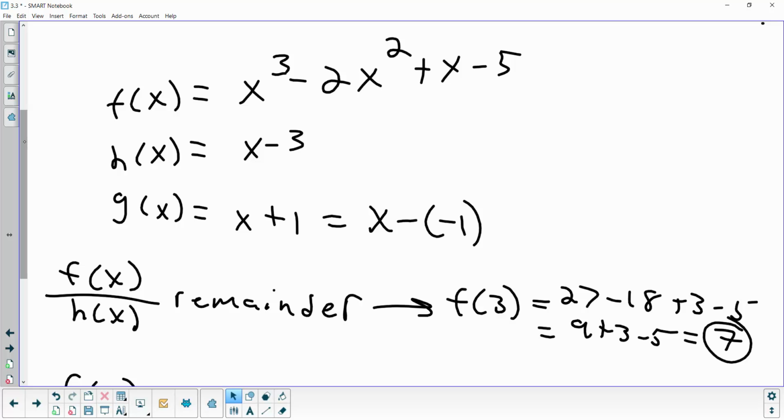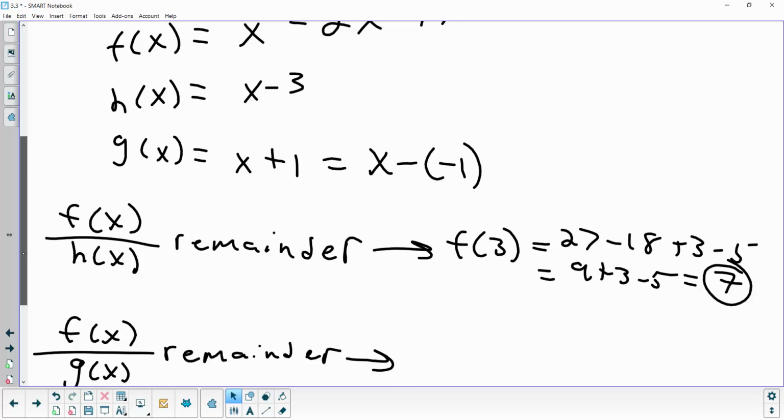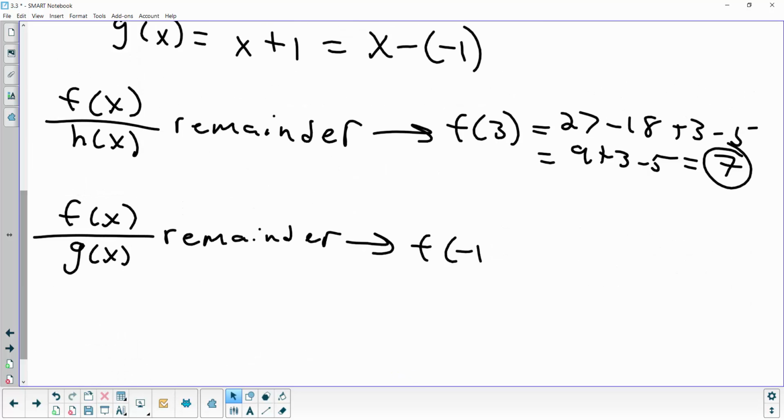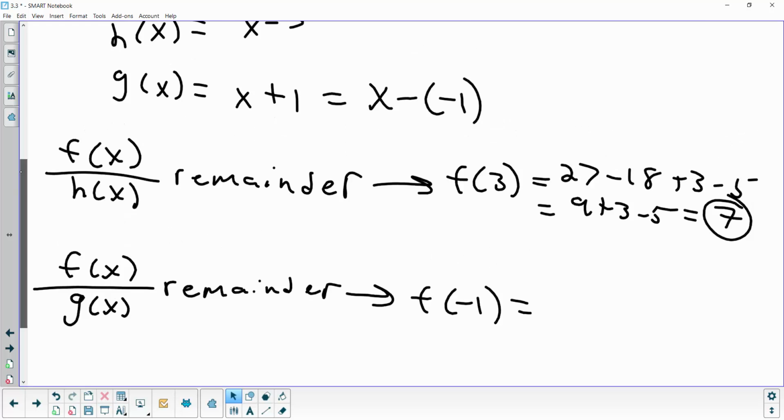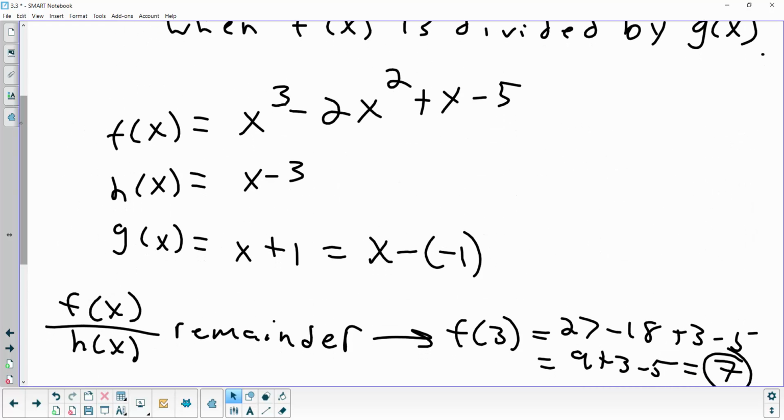Now, can someone else tell me where we're plugging it in, or what we're plugging it into? Yep. All the x's in f of x. So h of x is done. We're not even using that anymore. So that was a separate problem. So we're plugging in negative 1 into f of x. So that is how we're going to find the remainder. Doing that out, that's pretty easy. But any questions on why I'm plugging in a negative 1? Or about why I'm plugging it in right here?